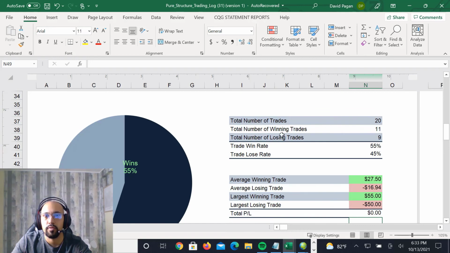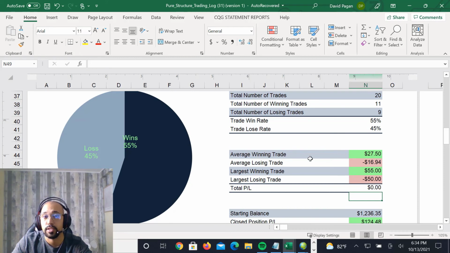Total number of trades here so far was 20. Total number of winning trades 11. Total number of losing trades 9. So trade win rate we had 55%. Trade lose rate we had 45%. So again, still above 50% on the win rate, but again, could have done a little bit better.